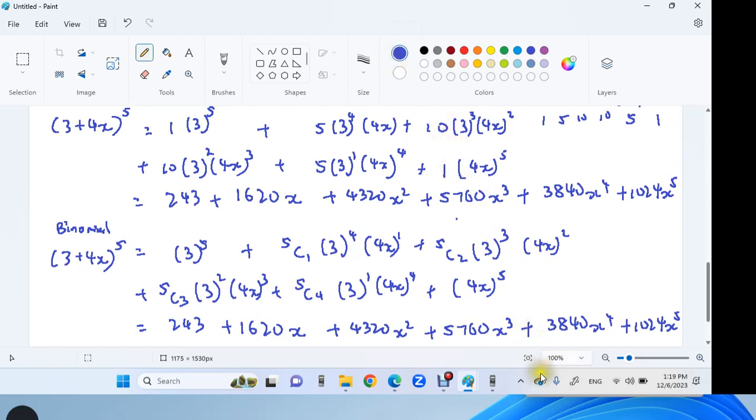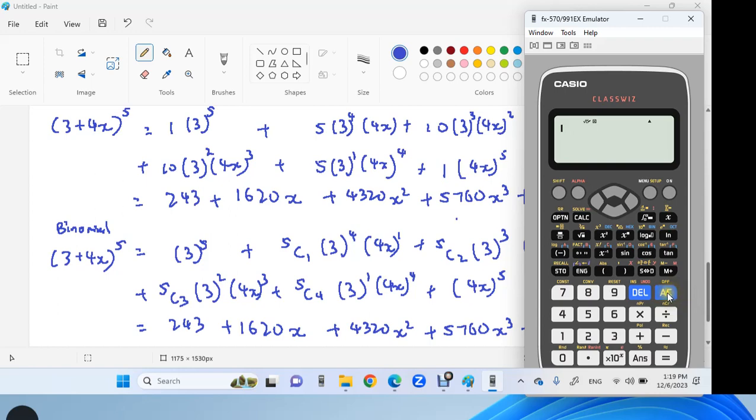Okay, so actually we can do something like this in the calculator. We have the 5cx multiplied with 3 to the power of 5 minus x, then multiplied with the 4 to the power of x, and I calculate, press the CALC, I put 0, then it will return 243.